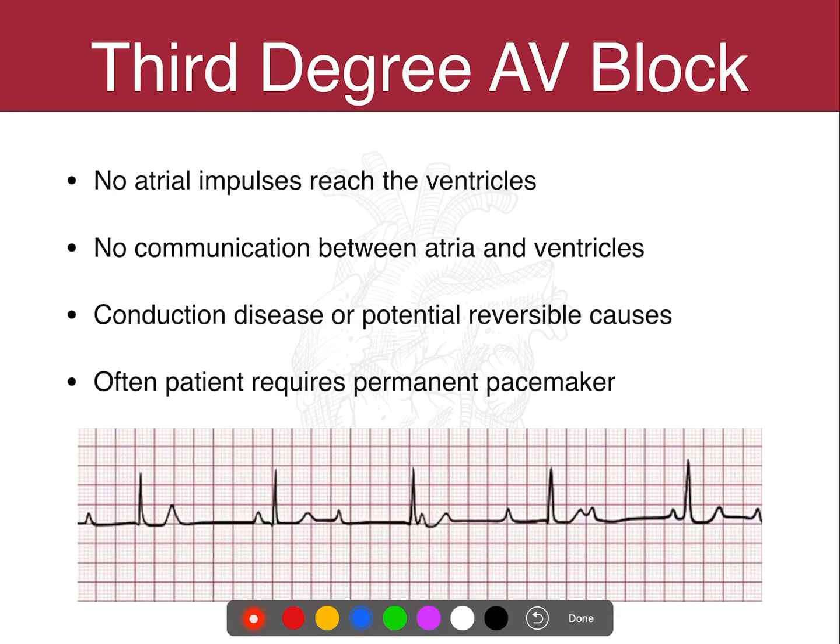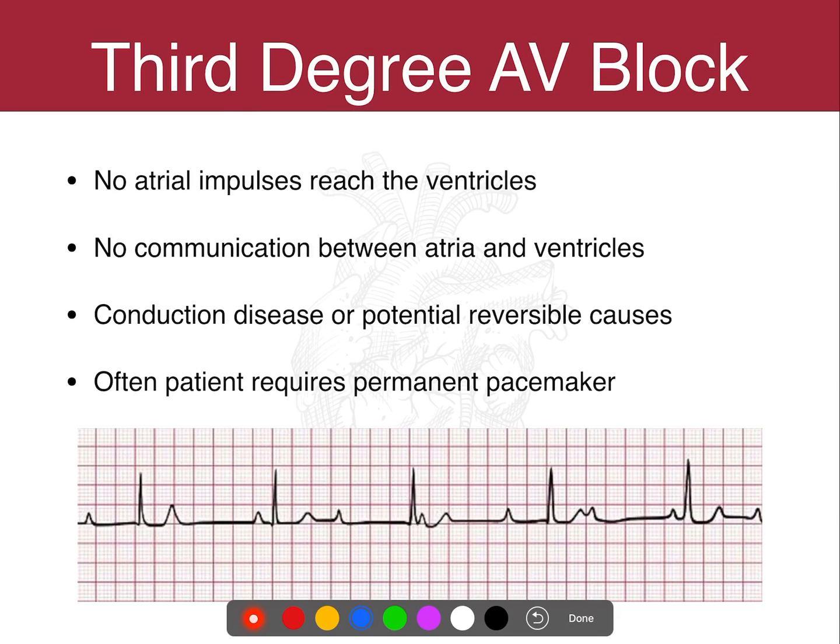Third degree AV block, this is where the atria and the ventricles are completely working on their own, and there's no communication between the two. And when the atria depolarize, the AV node is completely blocked and cannot and will not send a signal down to the ventricles. So what you'll see is that the atria is doing its own thing, the ventricles doing their own thing, and each will be occurring at their own inherent rate. So the atria is going to typically be faster than the ventricular rate because the atria has a faster inherent rate than the ventricles.